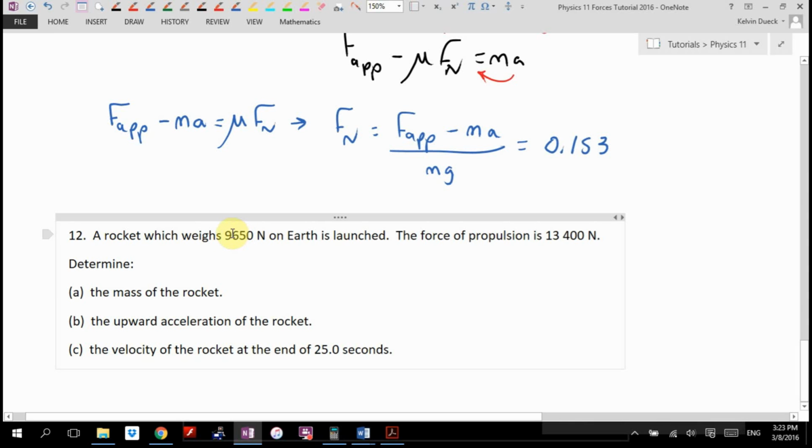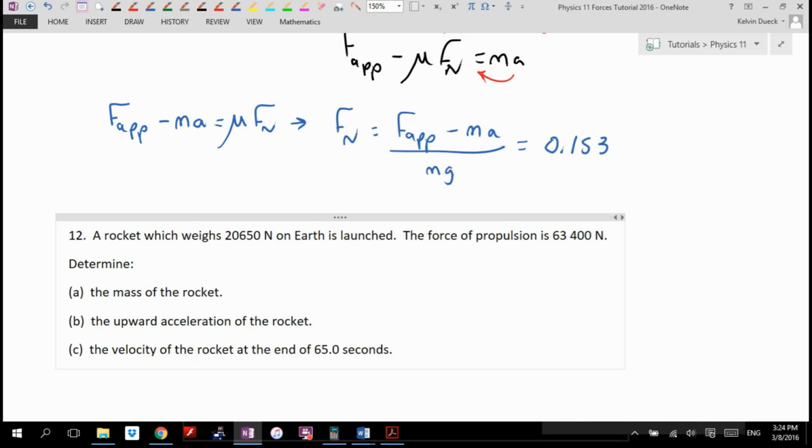Let's change the weight of this rocket. How about let's make it a big rocket. How about 20,650 newtons on Earth? Let's make the force of propulsion a little bit bigger. You know what? Let's even do better than that, Mr. Dewick. Yeah, let's build a rocket. And let's find the velocity at the end of 65 seconds. A rocket which weighs that much on Earth is launched. The force of propulsion is that. Determine A, the mass of the rocket.